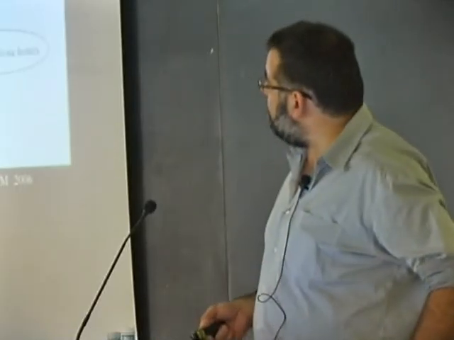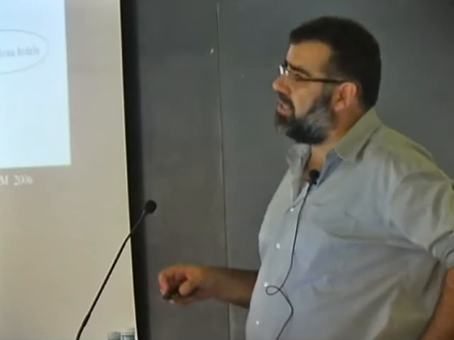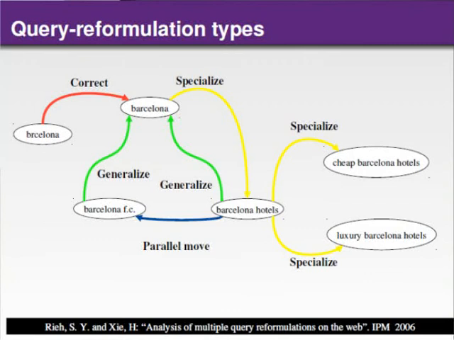So what can you do from the session graph? From the session graph, you can classify transitions in queries. For example, you start with Barcelona, and then you type Barcelona because you corrected the typo. Or you are talking about football, calcio, and then go to just Barcelona, and then you generalize. Or you are talking about Barcelona, and then you specialize to hotels. Or you specialize again, cheap hotels. Sometimes you go from one topic to another, from hotels to culture. So that's a parallel move.